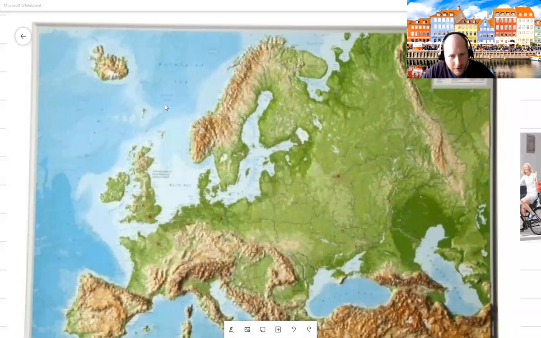Yeah, so physical relief, this is what this map is called. On a map like this, it shows the low land in green, and the higher the land gets, the more brown it gets. So you can see Norway here. Norway is really high above the sea. It's all very jagged. There's lots of bumpy brown bits.